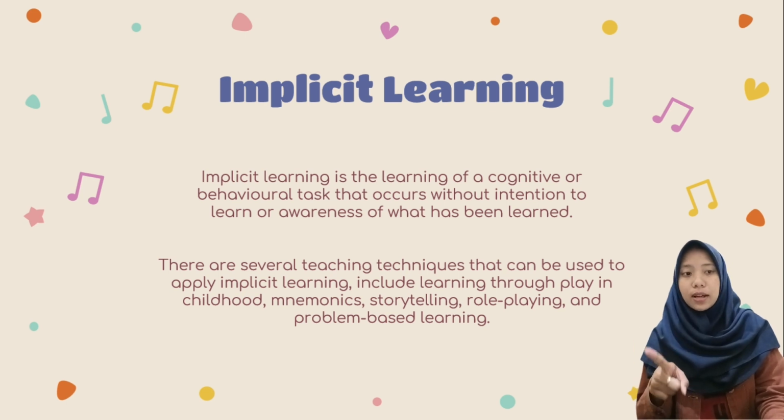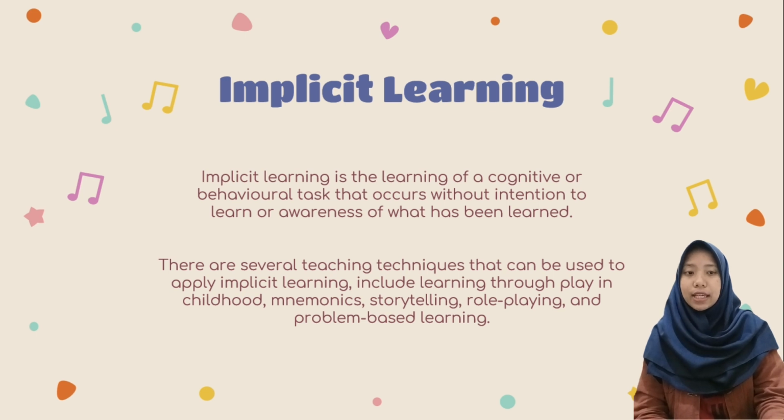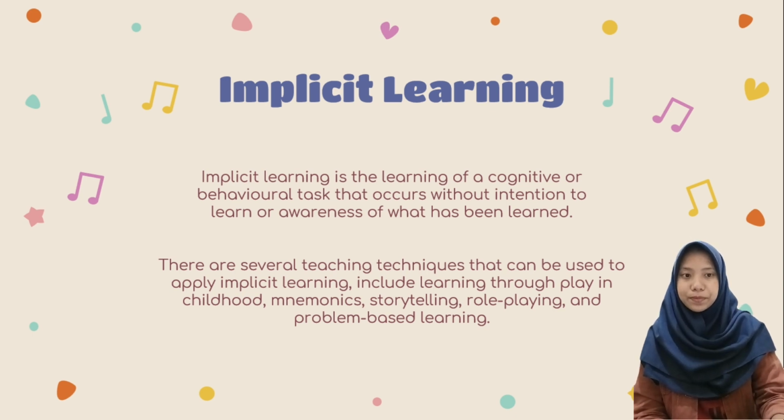One of the most common examples of implicit learning is learning through play in childhood. Children's play is natural and fun, but through the simple act of playing, children learn a great deal about the world around them. Another example is mnemonics, which are memory aids that help learners remember information more easily. Other techniques include storytelling, role-playing, and problem-based learning.